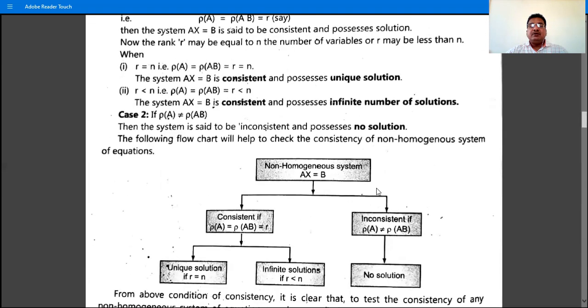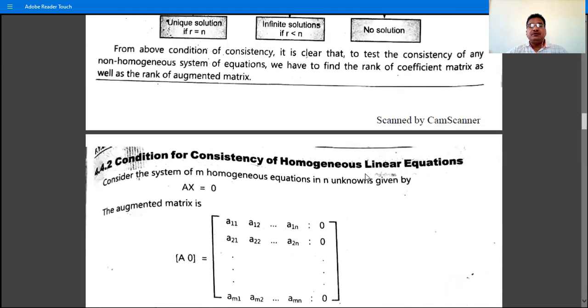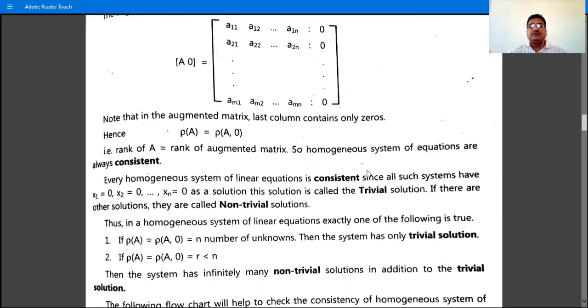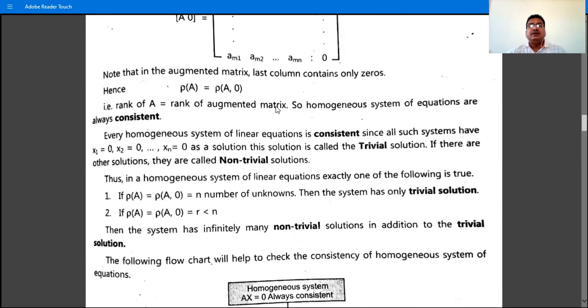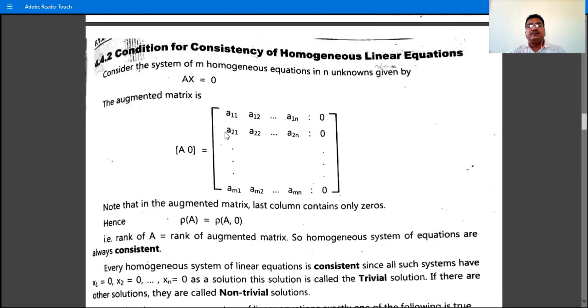Then what about a homogeneous system? A homogeneous system is always consistent. That is, the word inconsistent is not applicable for homogeneous systems. Because if we observe the augmented matrix for a homogeneous system, then it is [A | 0].